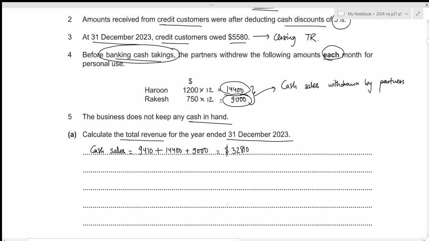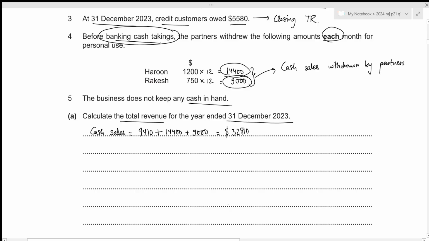Now for the credit sales, whenever you are figuring out the credit sales, you can always prepare the sales ledger control account. So we're going to do that here as well. We will prepare a sales ledger control account.